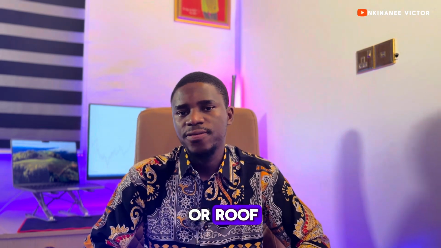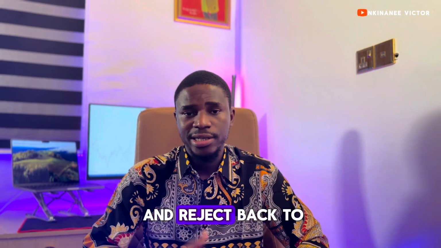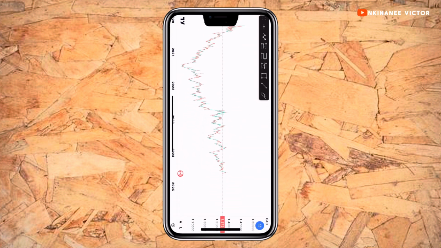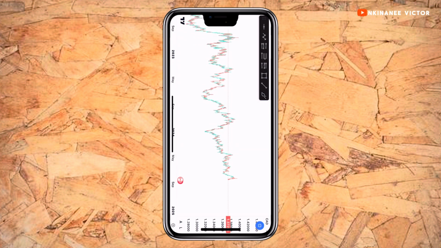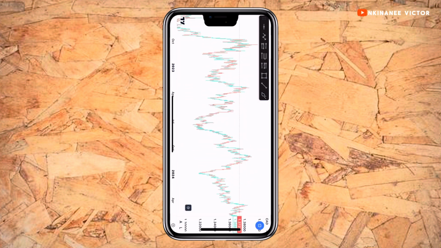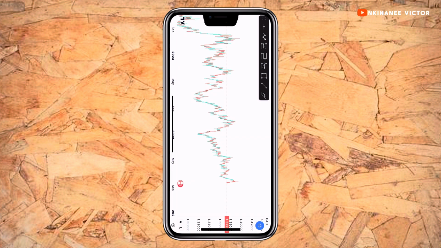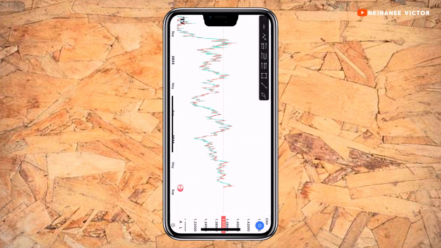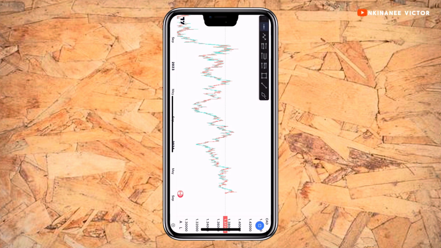It's like a ceiling or roof where price can bounce and reject back to the downside. Now back to your trading view. In order to identify strong support and resistance levels, you have to zoom in, or let's just flip. If you're using your phone, you can turn your phone around like this to have a clearer view. Then you zoom in, then look for the highest point and the lowest point in the market currently.